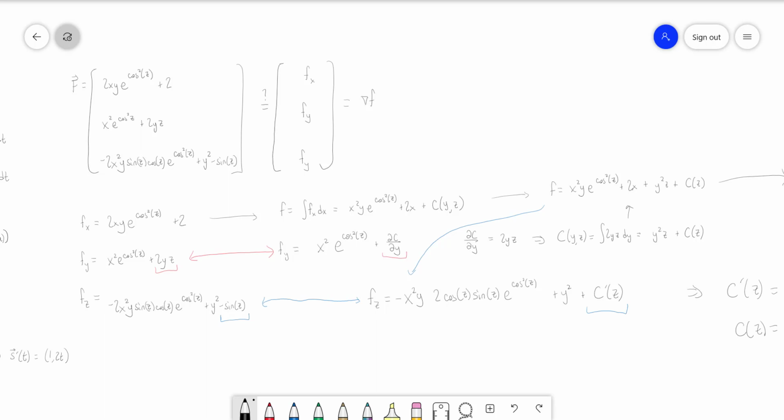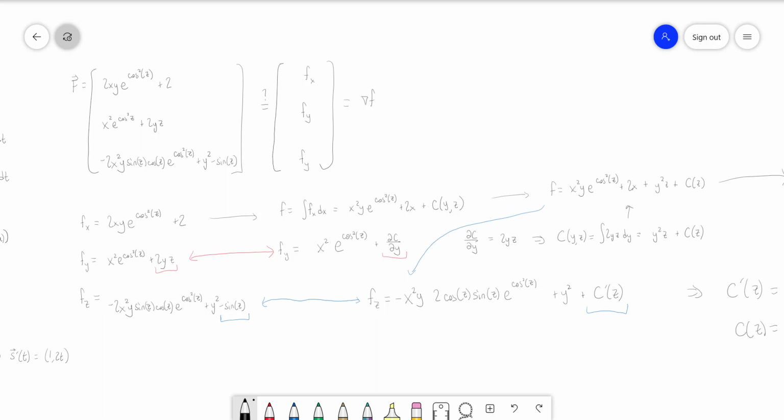So what happened was this term matched with this term, and then we saw that this term had to match with this term. If our vector field were not conservative, then maybe this term wouldn't match with this term. Or perhaps the partial of c with respect to y might have had to match with a term that had an x in it. So like if you get c of yz, and then compare it to this.